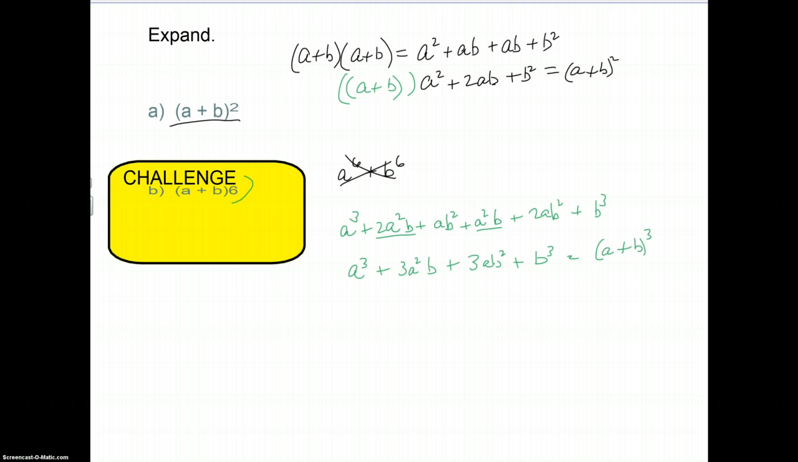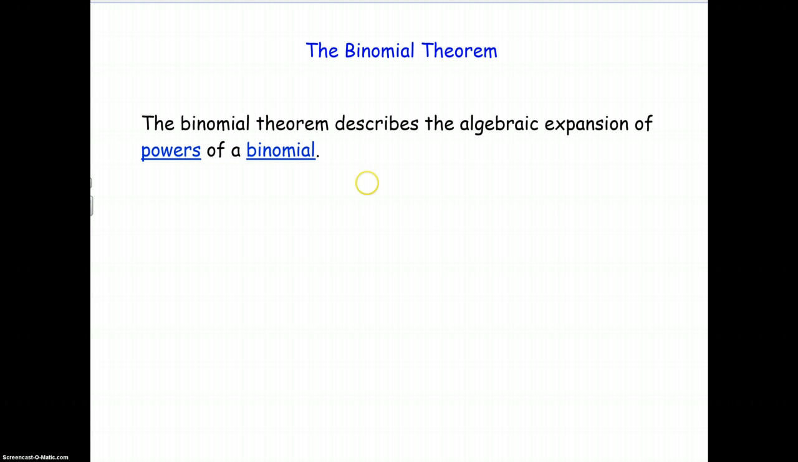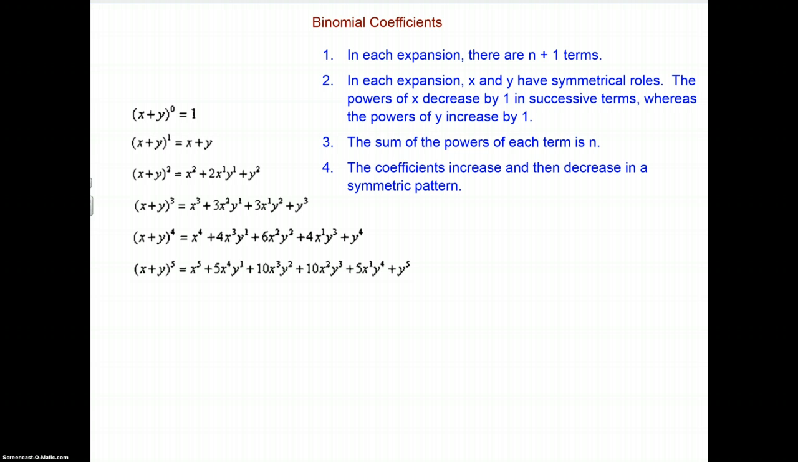I wanted the 6th, so we'd have to do this 3 more times. This is going to get long and involved and messy, and there are some shortcuts for doing it. So let's go take a look at the binomial theorem. That's what that's helping us with. Binomial theorem tells us about ways of expanding powers of a binomial. That's what we were just doing.